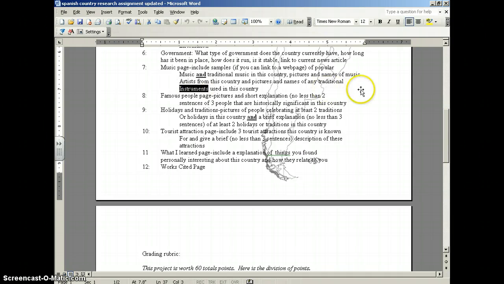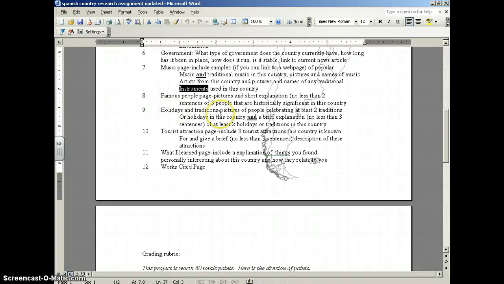Unique traditional instruments. Famous people. Pictures, short explanation, no less than 2 sentences, of 3 different people that are famous. Try to find culturally important famous people, not just this person was known for designing a type of clothing. Let's get good, famous people that are well known.